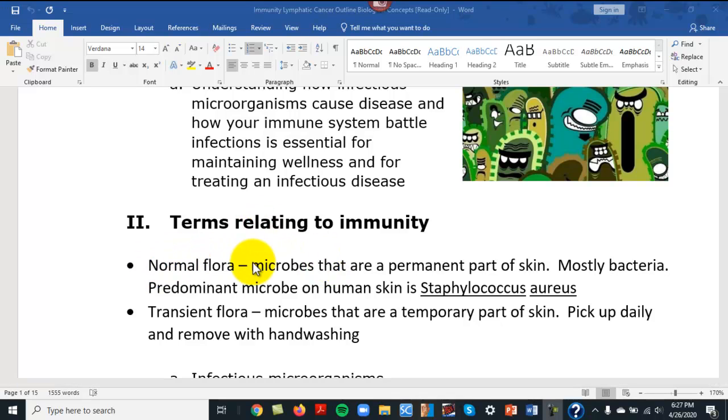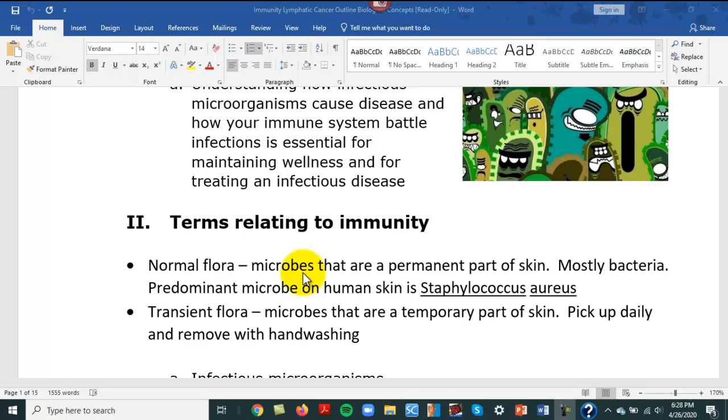This term, normal flora. Normal flora refers to the amount of microbes that are a permanent part of skin. Not only that, but they're a permanent part of the body. For every one human cell, and there are 75 trillion human cells, we have 5 bacteria cells. The one on skin is Staphylococcus aureus. That's the predominant one.